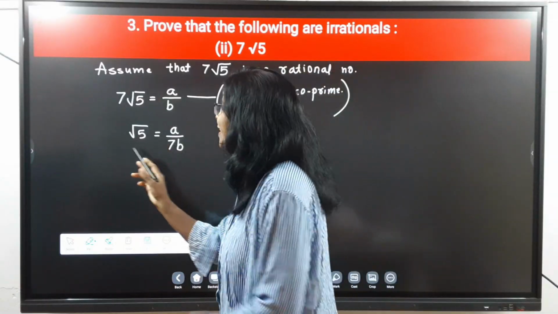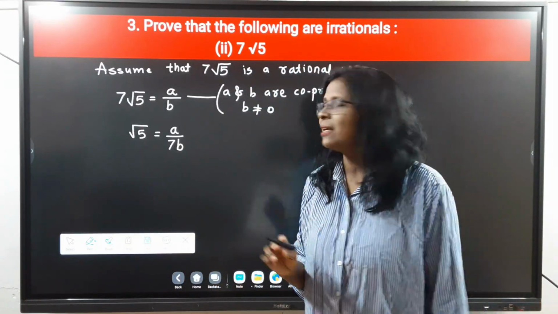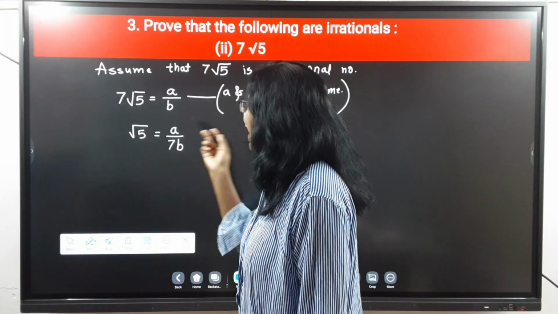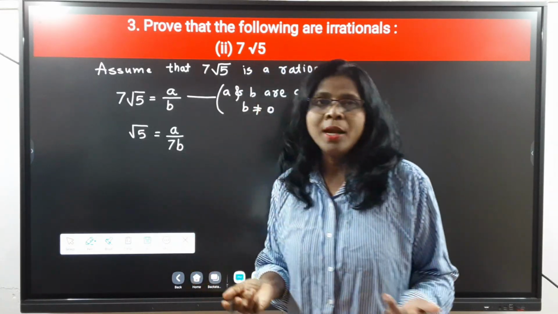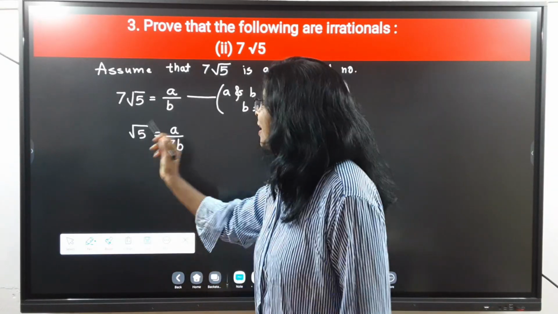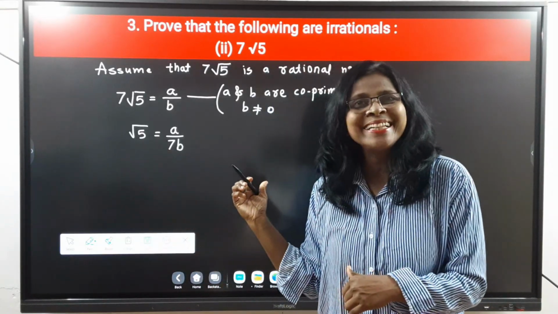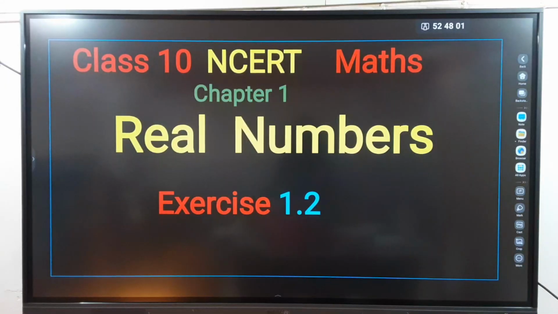On the left hand side there is root 5. Now we know that root 5 is an irrational number, and on the right hand side a and b are integers, and it is of the form a upon 7b. So a upon 7b is automatically called a rational number. So here, the left hand side is irrational and the right hand side is rational. So that means it is not possible.